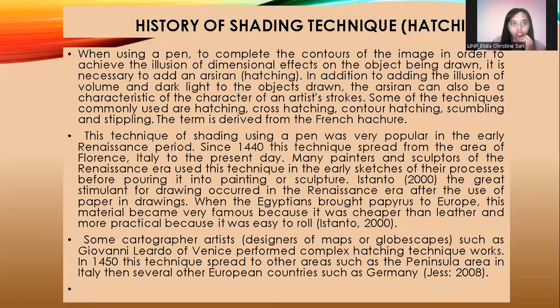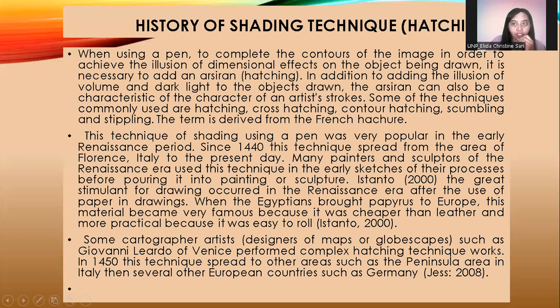How about the technique of hatching? When using a pen to complete the contour of the image in order to achieve the illusion of a dimension effect on the object being drawn, it is necessary to add hatching, in addition to adding the illusion of volume, and dark and light to the object drawn, and it can also show the character of the artist's stroke. The technique of shading using a pen was very popular.